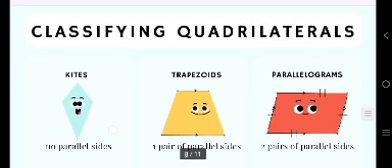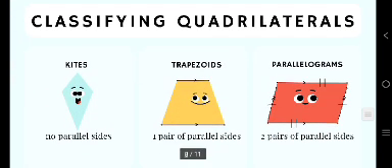Now how do we classify the quadrilaterals? Kites. In the case of kites, we see that there are no parallel sides. In trapezoids, what's happening? One pair of parallel sides. See, the upper part and the lower part make two parallel sides. So it is a trapezoid. In a parallelogram, there are two pairs of parallel sides.